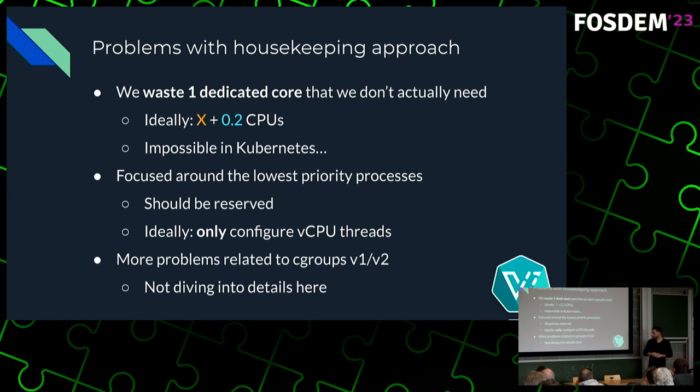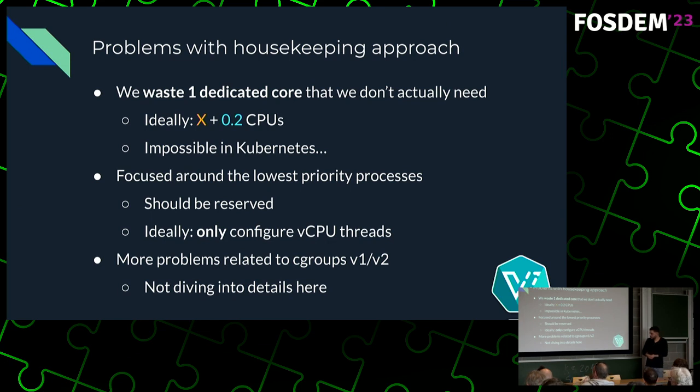Another problem, which is more of a design problem, is that we're focused around the lowest priority processes. And this should be reversed. We want to configure the vCPUs to have dedicated CPUs, so we configure everything that is not the vCPUs. This is problematic because we would ideally want to only change the vCPU threads and leave everything as is, to keep it open for extensions in the future.